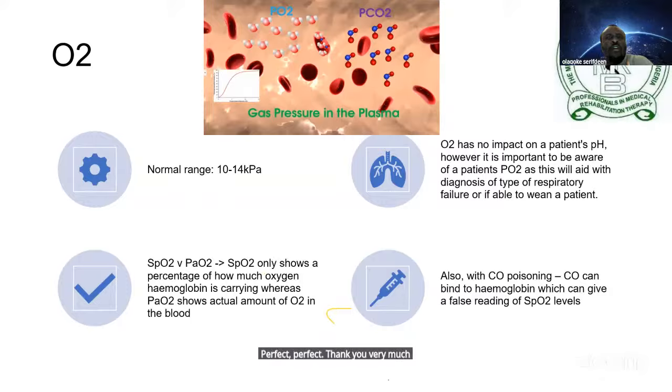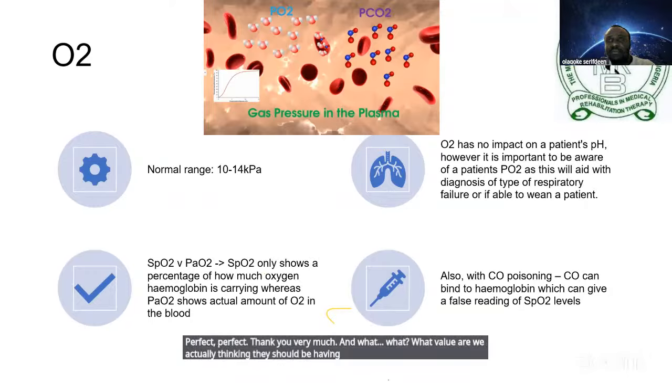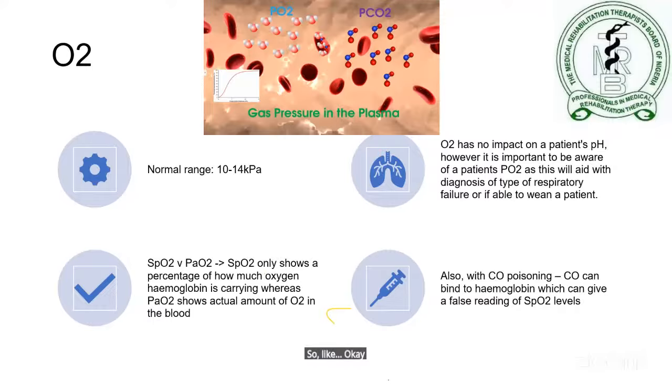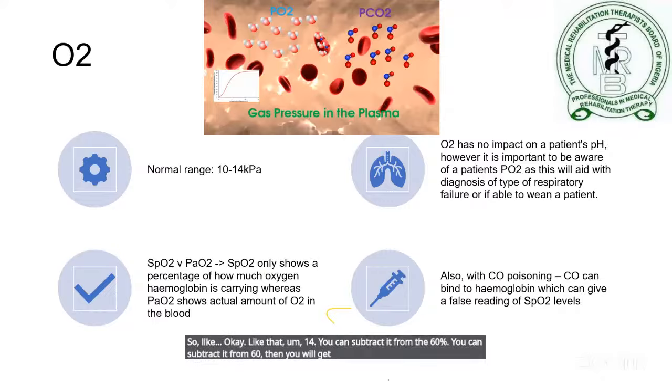And what value are we actually thinking they should be having with that 60% ideally? Yes, this person should be around this range. Like that 14, you can subtract it from the 60%. You can subtract it from 60, then you get the exact value that they are supposed to reach, even with the use of the mask.